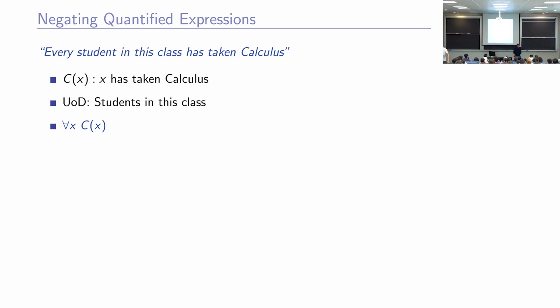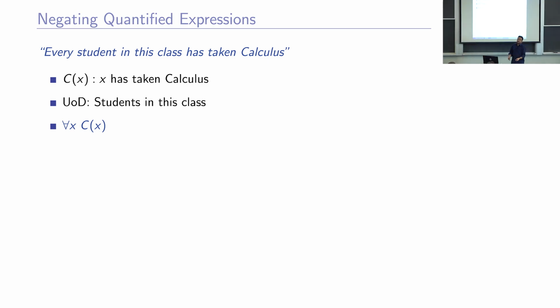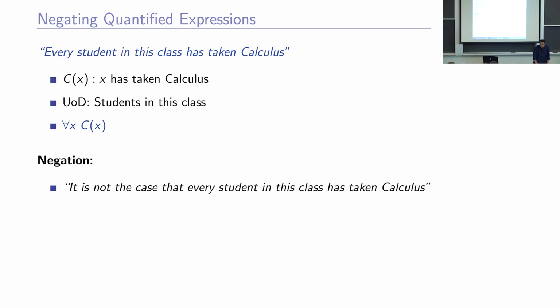Last time, if you remember, some of you said that no student has taken calculus. But no student has taken calculus, and everyone in this class has taken calculus, can both be simultaneously false. If 3 of you have taken calculus and the other 97 have not, the statement that everybody has taken calculus is false because these 3 have not, and the statement that no one has taken calculus is also false because these 3 have. So it cannot be the negation. The negation will be that it is not the case that everybody has taken calculus.